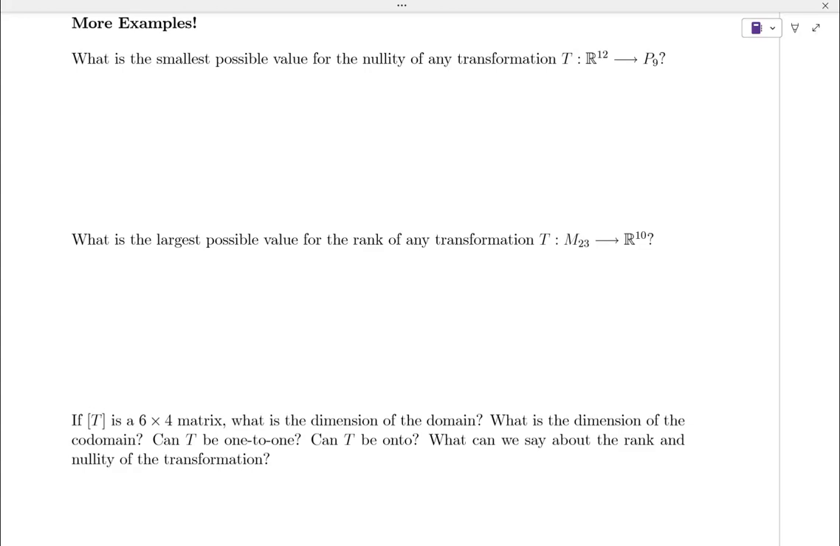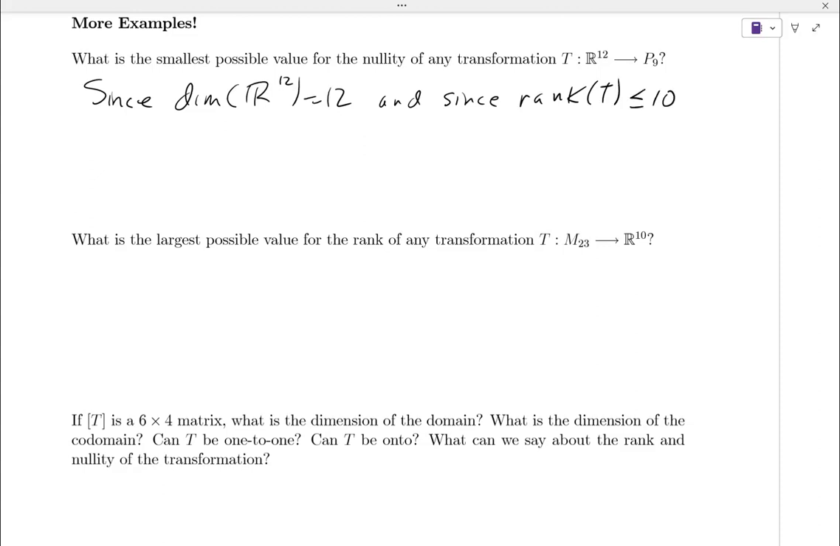So since the dimension of your domain is 12, and since the rank of the transformation is less than or equal to 10, which is the dimension of P9, I don't know where I got P3 from, we see that the nullity of the transformation is at least 2. So the smallest it can be is 2.